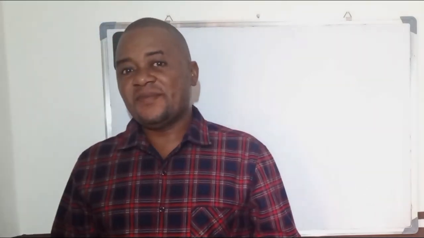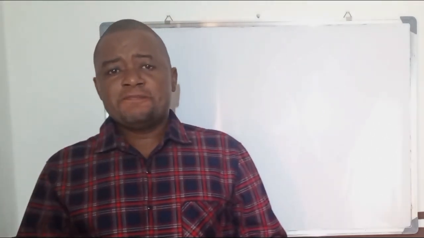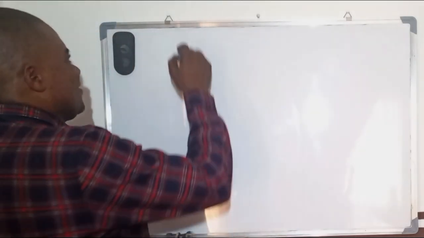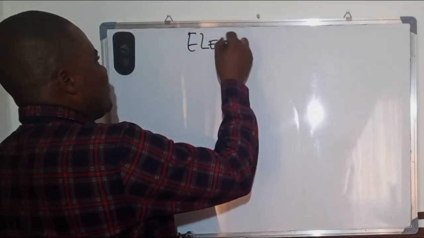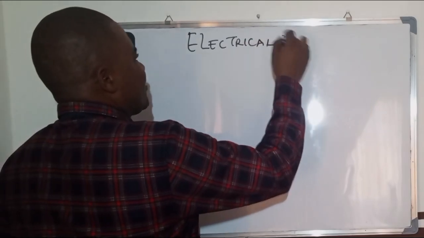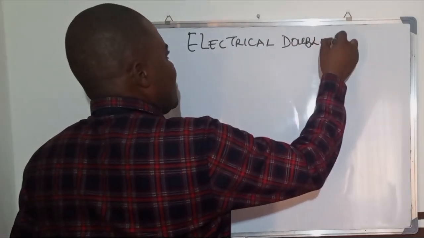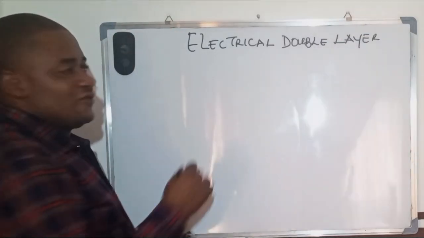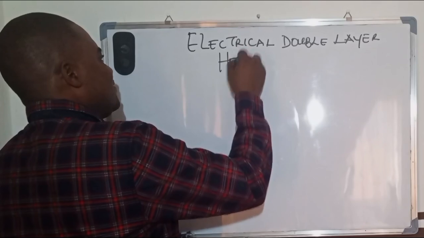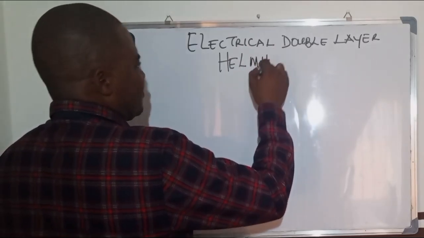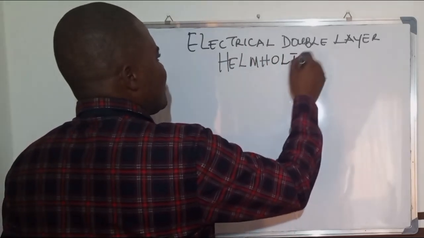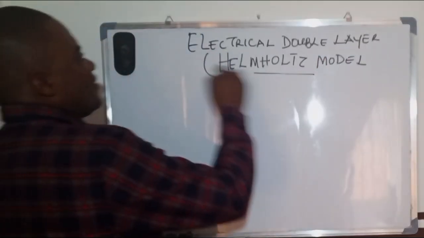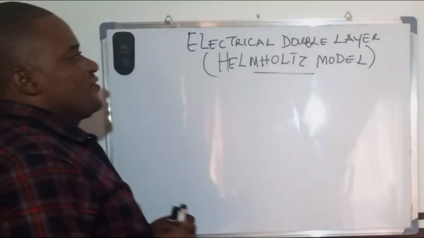Today we are going to look at something under the electrical double layer. Under this electrical double layer, we are going to be looking at the Helmholtz plane, the Helmholtz model. So we are going to be looking at the Helmholtz model in the electrical double layer.